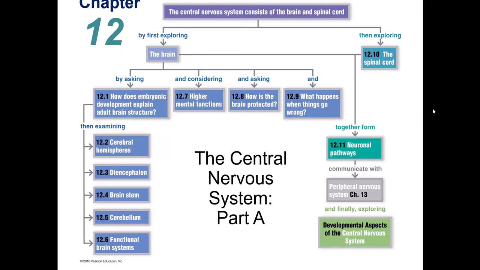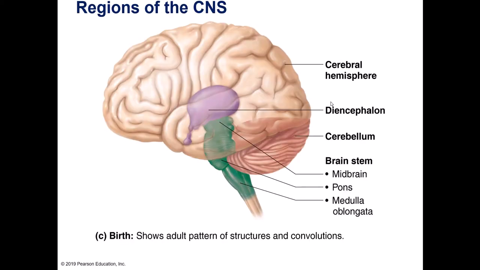Welcome to the second part of Chapter 12. This lecture is actually going to pull from several different sections of this text about the various parts of the central nervous system. So we'll look at the four major parts of the brain, as well as the anatomy of the spinal cord. We'll go over some of the anatomy of the central nervous system.